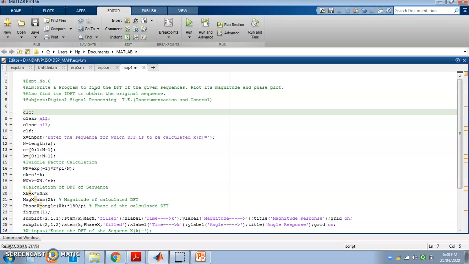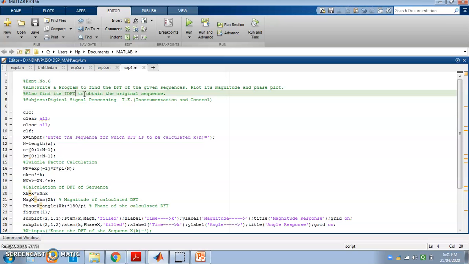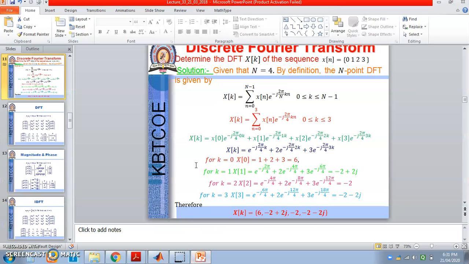So the aim of our practical is to write a program to find the DFT of the given sequence, plot its magnitude and phase plot, and also find its IDFT to obtain the original sequence. Before performing this assignment in MATLAB, we'll have a look at the DFT and its magnitude and phase spectra that we can obtain by using MATLAB.